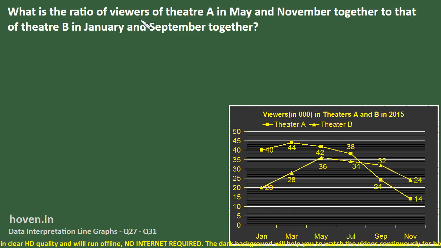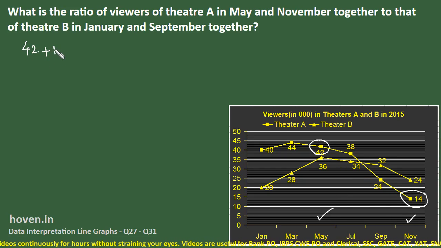What is the ratio of viewers of theater A in May and November together? So May and November together, let us first of all mark them. Be very careful, this figure is 42 for A and this is 14 for A. So let us write 42 plus 14 on one side, together to that of theater B in January and September together.